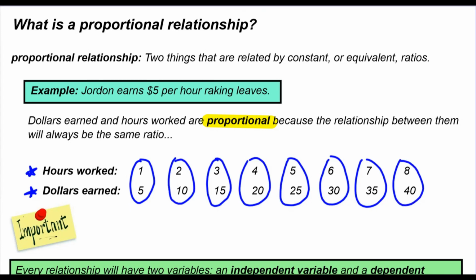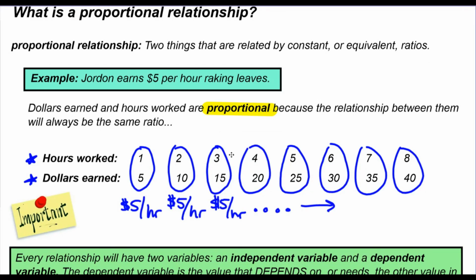So if we were to find Jordan's unit rate for every one of these pairs of numbers, this is $5 per hour. If he works 2 hours, he earns $10. That is also $5 per hour as a unit rate. $15 in 3 hours is $5 per hour. And you will notice that that rate never changes. It's a constant rate, a constant or equivalent rate. And that's what we mean by a proportional relationship. When the two things that we are comparing have a constant unit rate, that is a proportional relationship. So that's what we're going to be talking about.